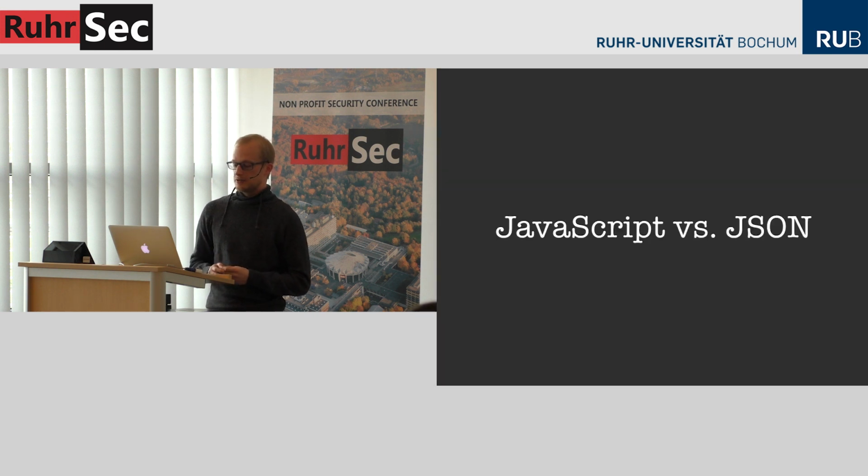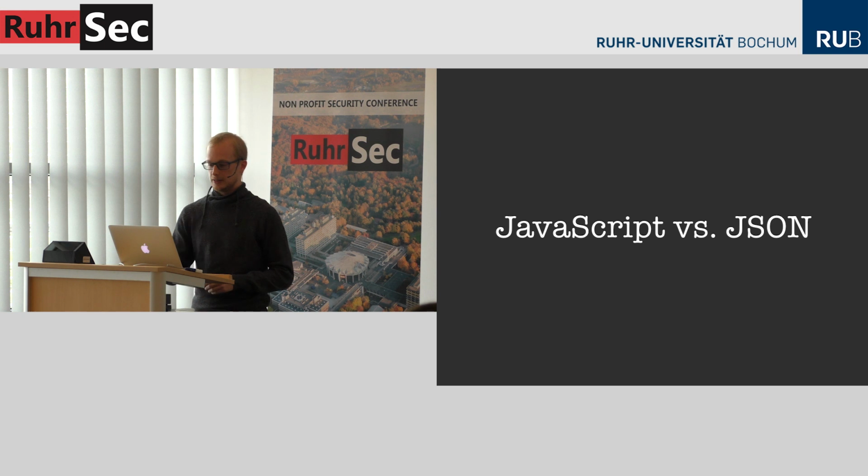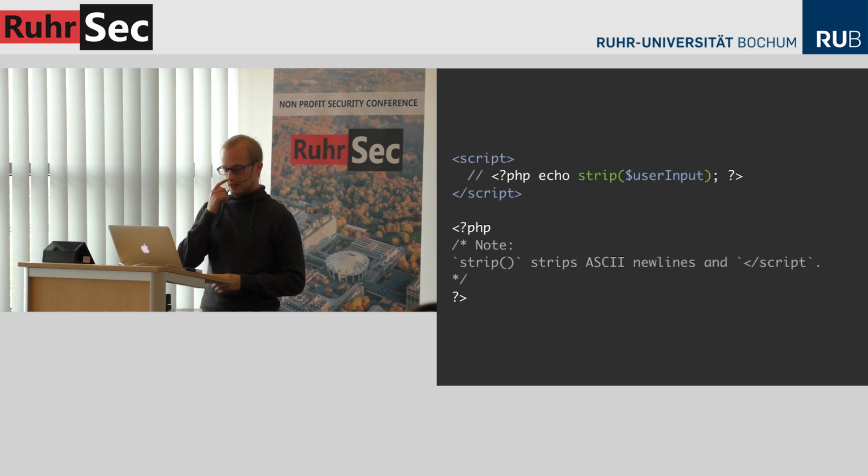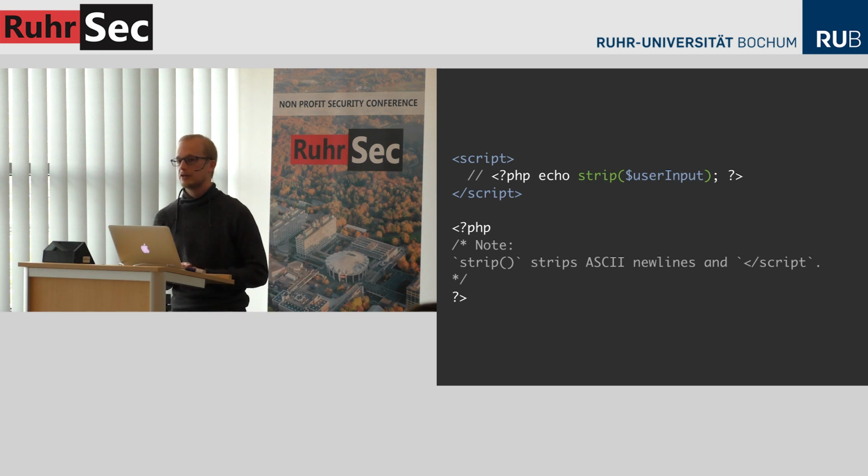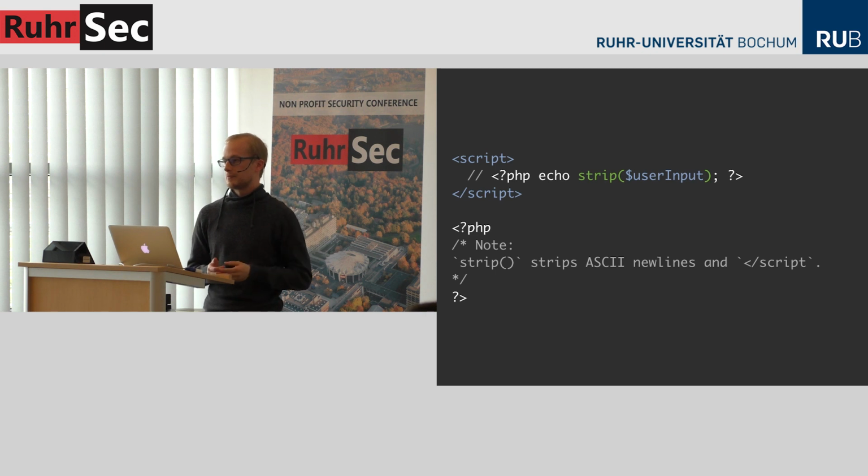Now let's talk about JavaScript and JSON grammar for a little bit. Imagine an HTML page where a server-side script injects some user input into a single line comment into a script element. It also strips ASCII new lines to prevent you from breaking out of the single line comment. So the question is this: is this code safe?